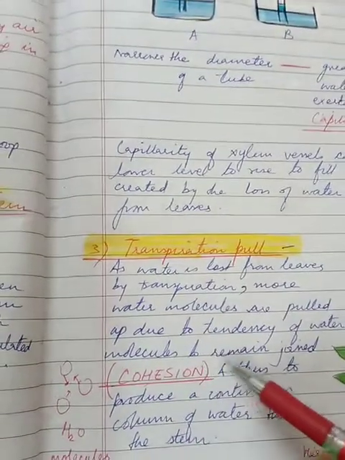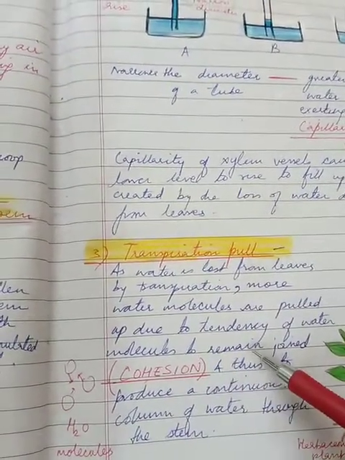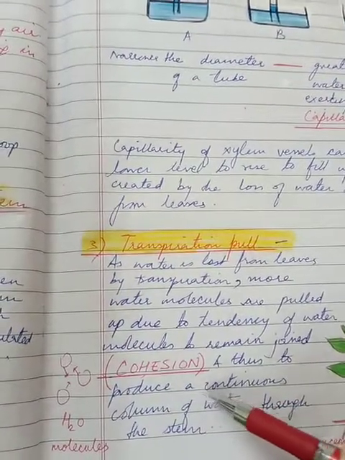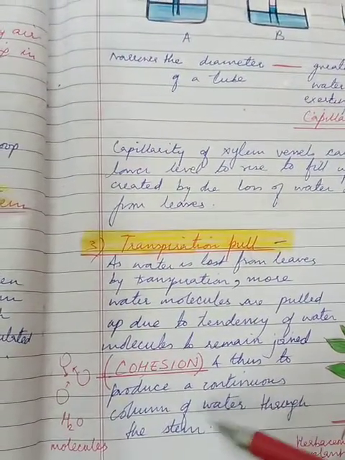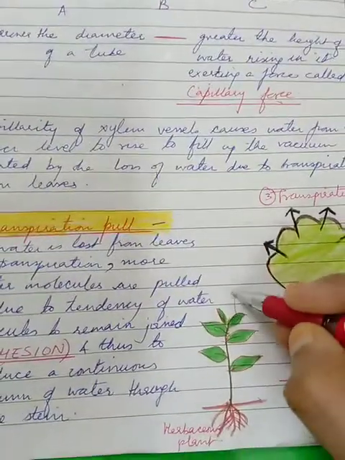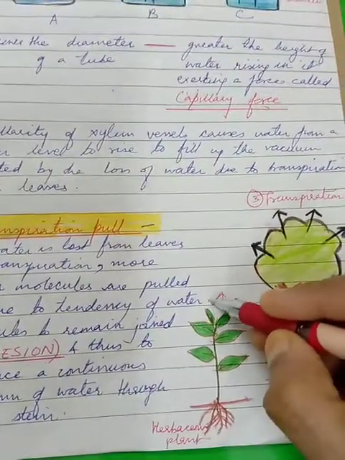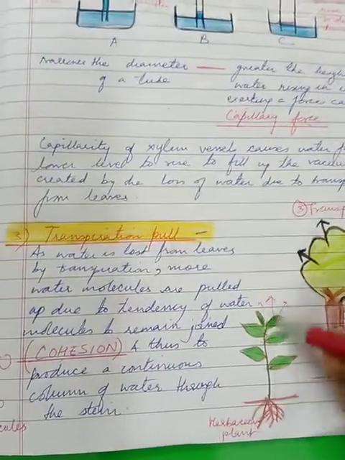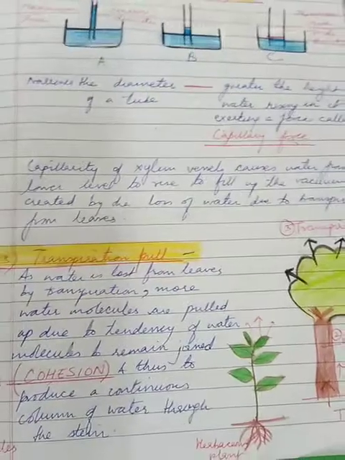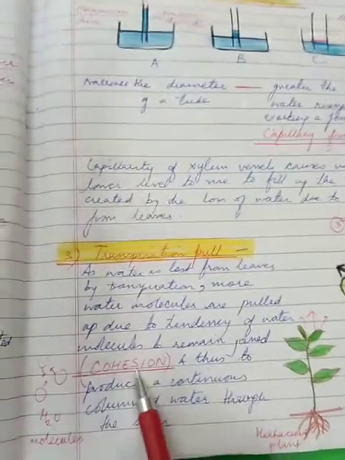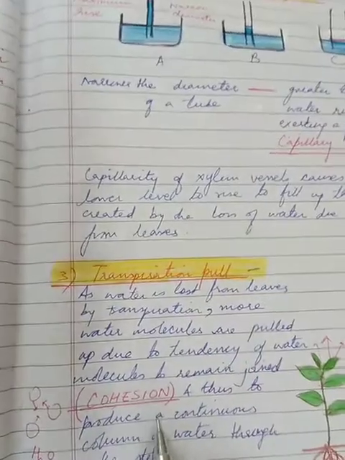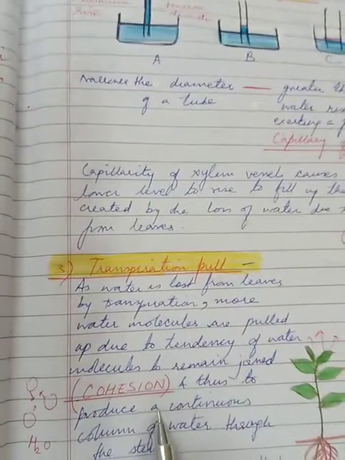So with this property, what happens? Water molecules remain joined in the water column, and thus it produces a continuous column of water through the stem. So two things it's hinting. Number one, the more water that is lost through transpiration, the more the pull that is created upwards. The water column will be pulled upwards, and on top of it, there will be a tendency of water molecules to stay together because of the force of mutual cohesion amongst each other.